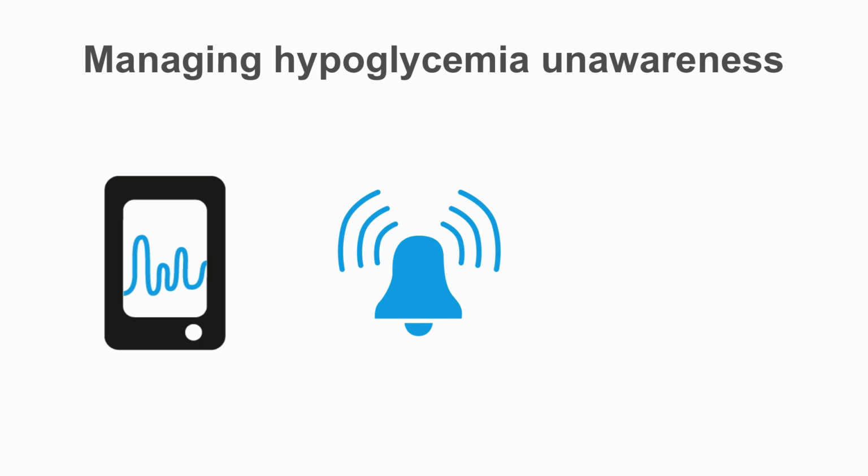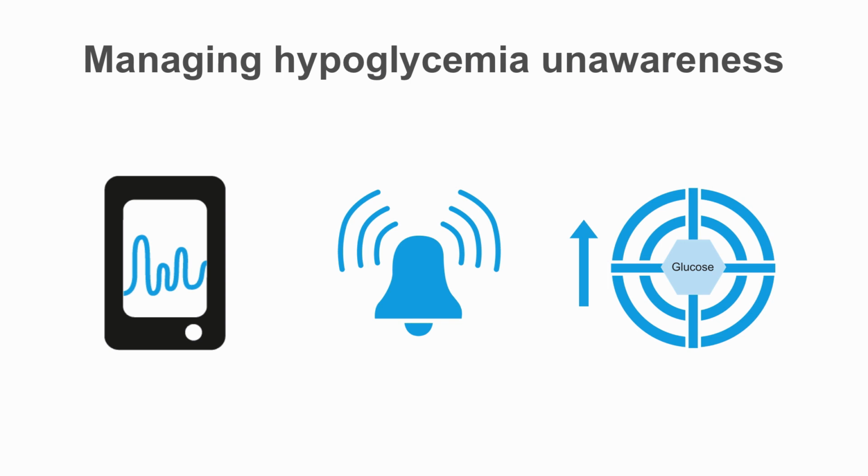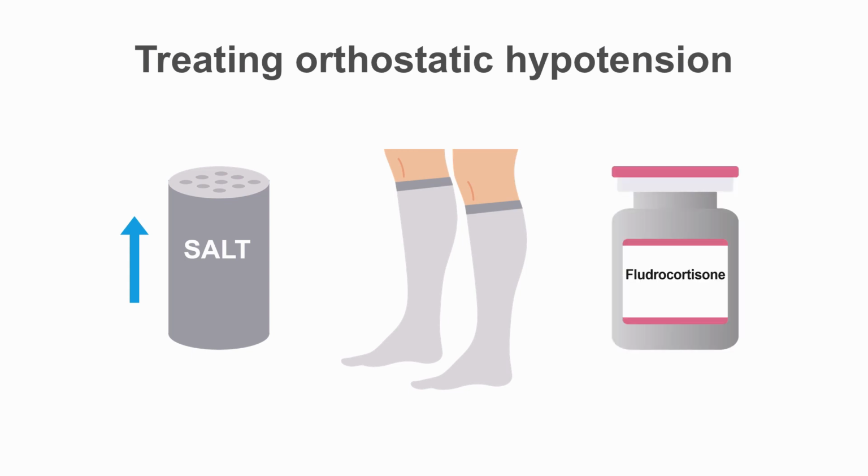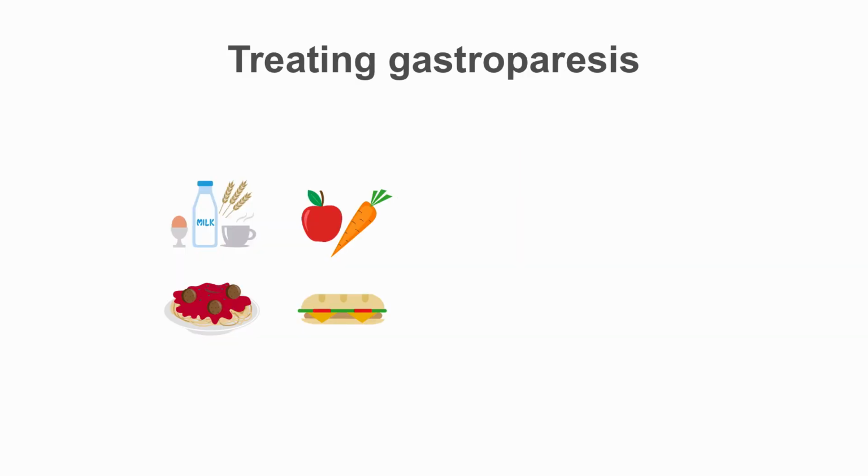Many of these patients also need higher glucose targets to minimize the risk of developing hypoglycemia. For patients with orthostatic hypotension, increasing salt intake and the use of compression stockings can be helpful. If these interventions are not enough to control symptoms, fludrocortisone may be helpful. Patients with gastroparesis may benefit from dietary changes, consuming several small meals throughout the day.